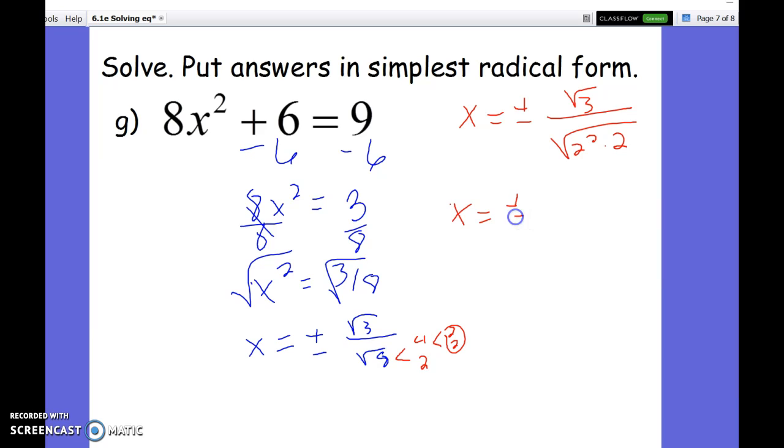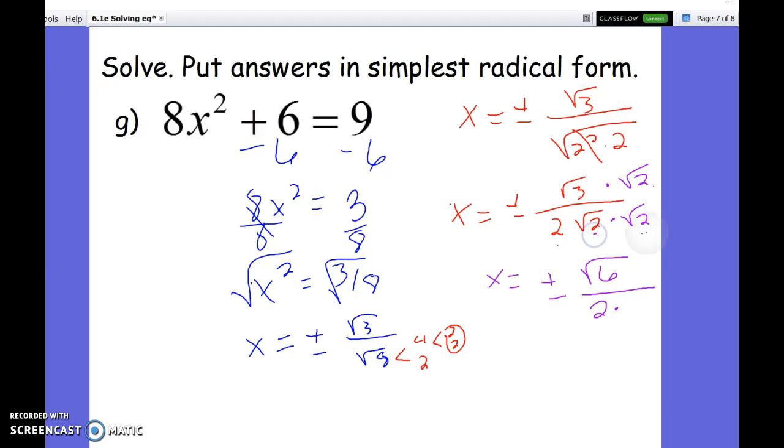X equals plus or minus the square root of 3 over, well, square root of 2 squared is 2, and then that other 2 is just stuck in our radical. So 2 times the square root of 2. Hopefully you realize that you can't leave the square root in the denominator. So we are going to rationalize the denominator by multiplying our numerator and denominator by the square root of 2. So we will have x equals plus or minus the square root of 3 times the square root of 2. We could combine that into the square root of 6. 2 is just 2. Square root of 2 times square root of 2, those are going to cancel each other out, and we'll just have a 2.